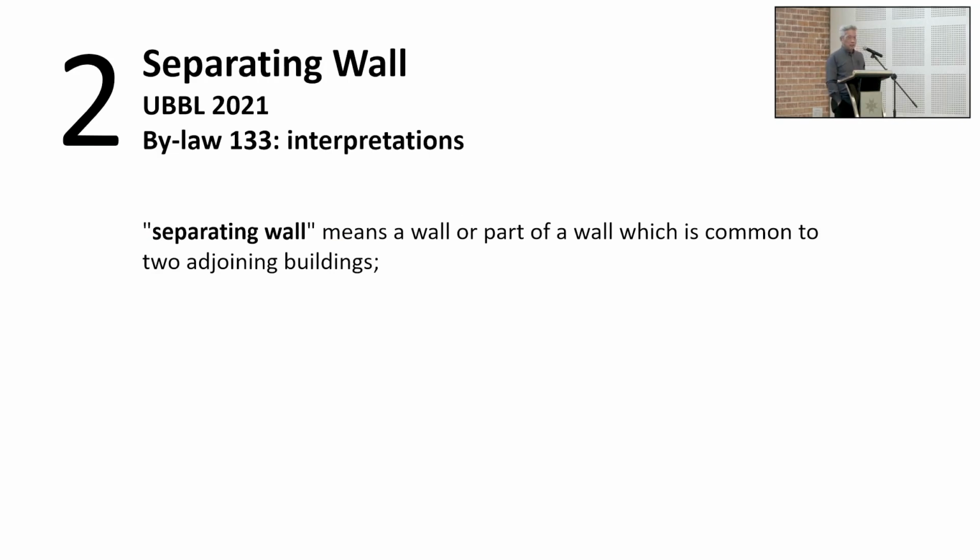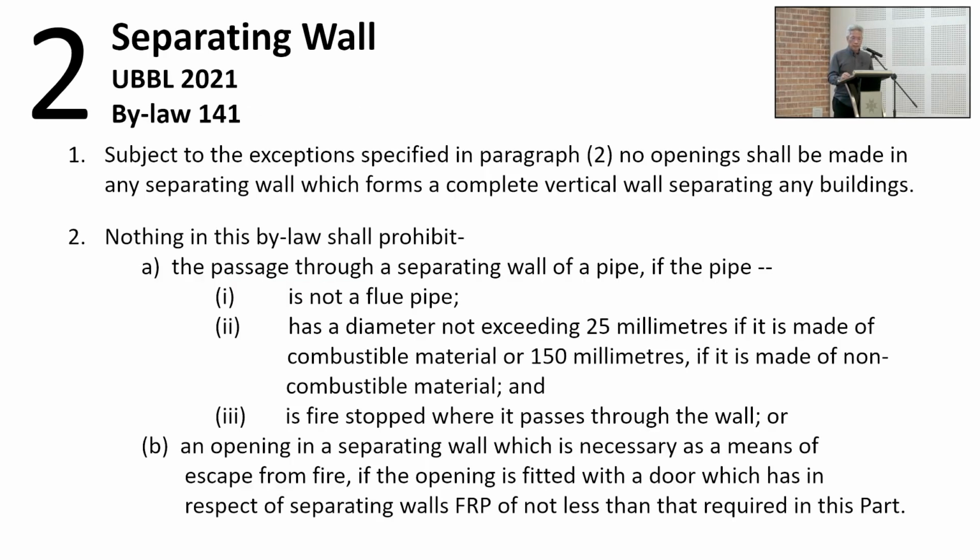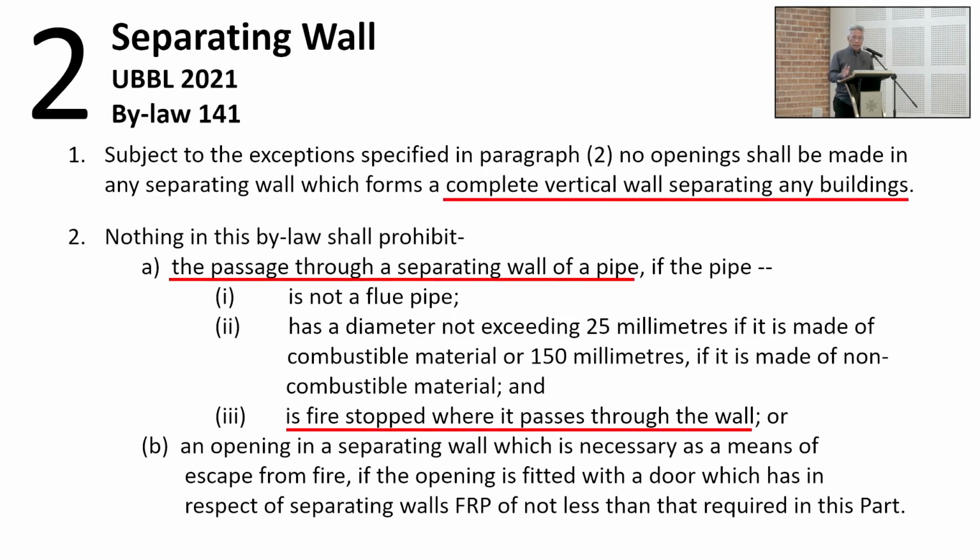Okay, so you've got a party wall. So what's the purpose of a party wall? A party wall is to separate two adjoining buildings. So here now we've got a new definition called separating wall. This is in bylaw 133 interpretations, which means that it is well within Part 7 and Part 8 already of the UBBL. All right, so let's look at that. A complete vertical wall separating any buildings, which is practically like a party wall in that sense.